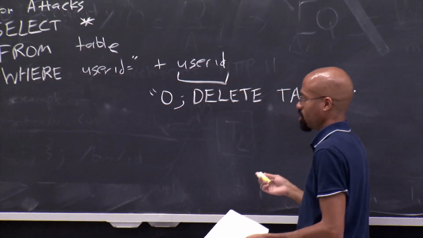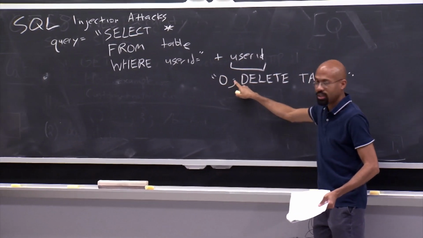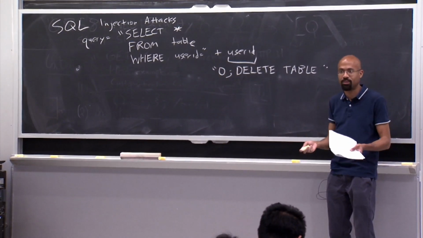Right, so what happens here? So basically the database server is going to say, okay, I'll set the user ID to 0, semicolon, here's the start of a new command, delete table. Okay, cheers, there goes your table, right, you're done.